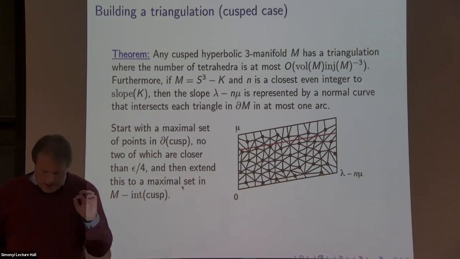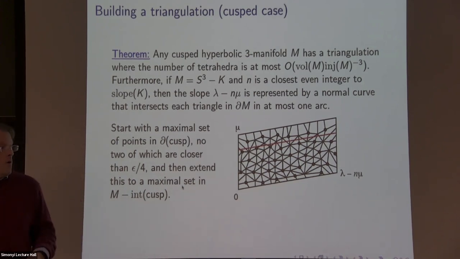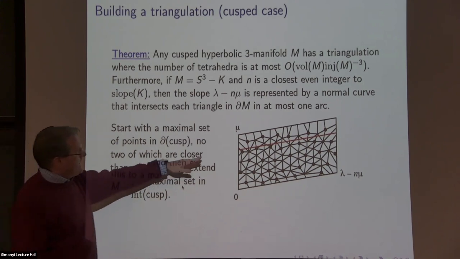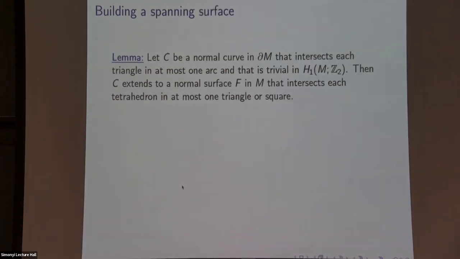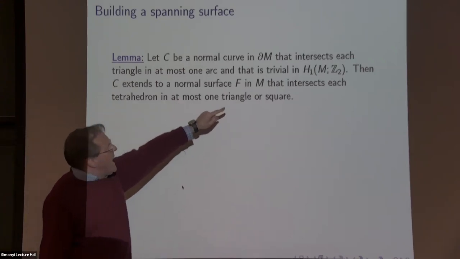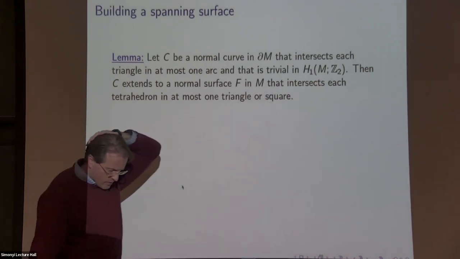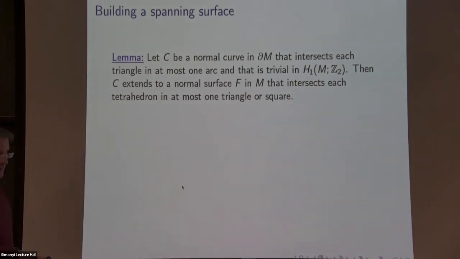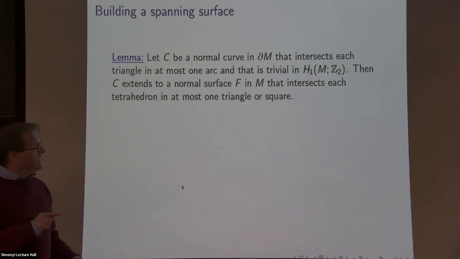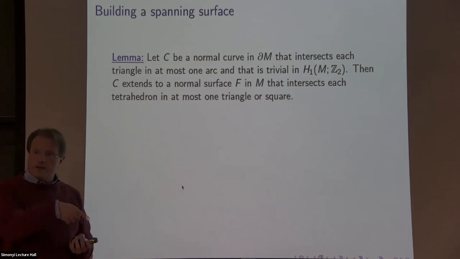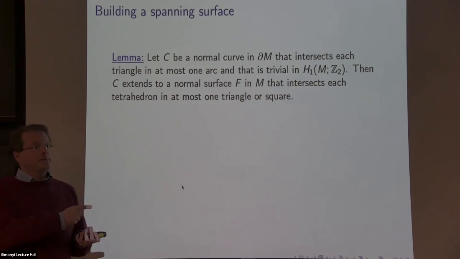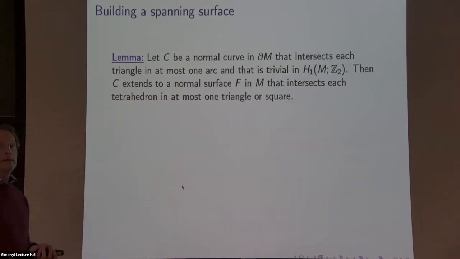So the next step is we're going to build a spanning surface for my knot, whose boundary is this curve. Okay, so building a spanning surface. Suppose I've got a normal curve C in the boundary of M, just like that, that intersects each triangle in at most one arc, and that is trivial in the first homology of M with mod 2 coefficients. So our curve is trivial in the first homology of M with mod 2 coefficients because it equals lambda plus an even number of meridians. That's what I arranged. And so mod 2, that just means it's the same as lambda. And lambda is homologically trivial in the manifold.